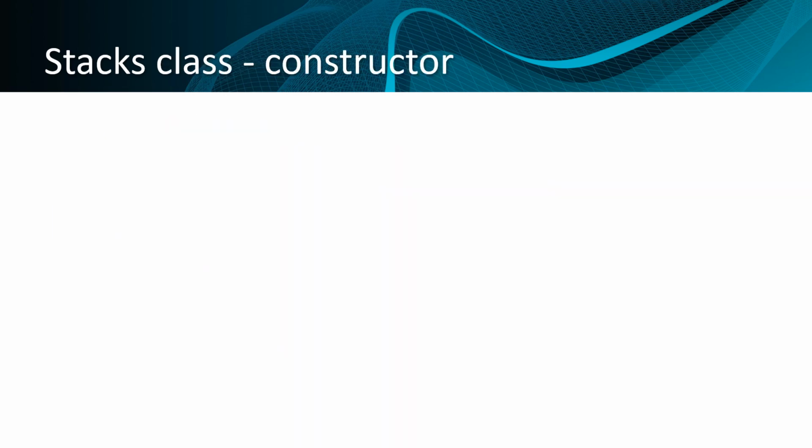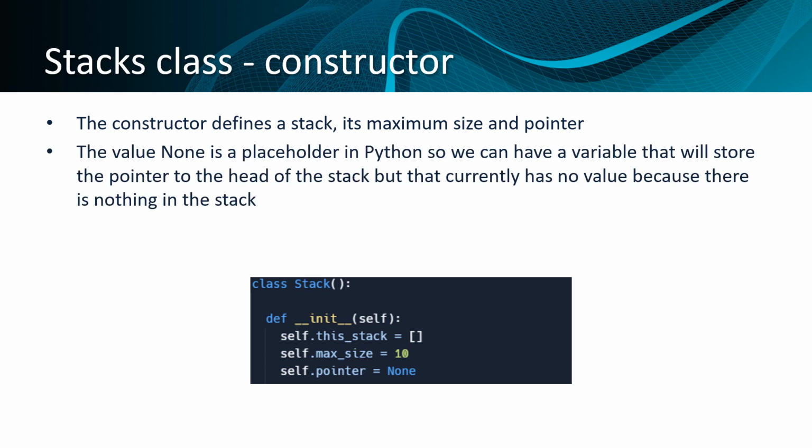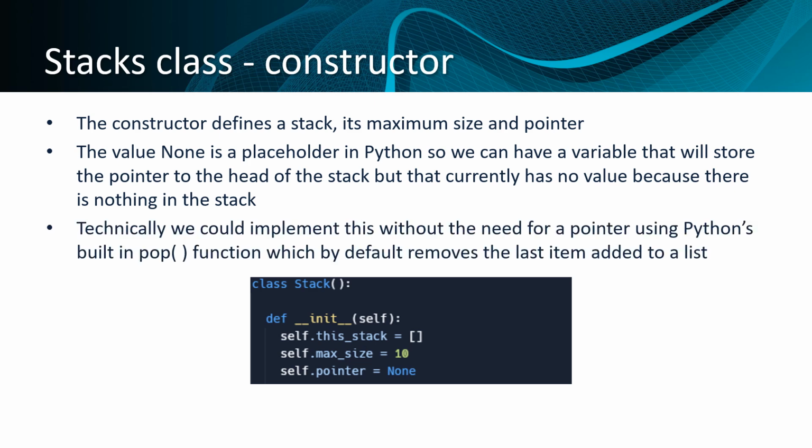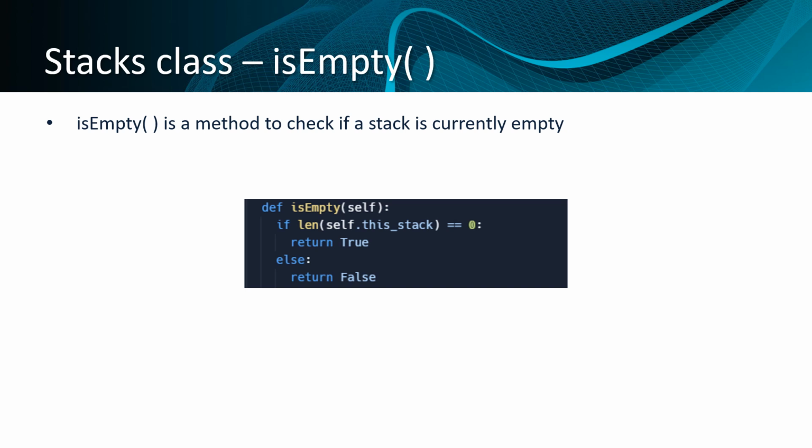The constructor defines a stack, its maximum size and pointer. The value None is a placeholder in Python, so we can have a variable that will store the pointer to the head of the stack, but that currently has no value because there is nothing in the stack. Technically, we could implement this without the need for a pointer using Python's built-in pop function, which by default removes the last item added to the list, but I've included a pointer so that it looks more like a stack that we've implemented.